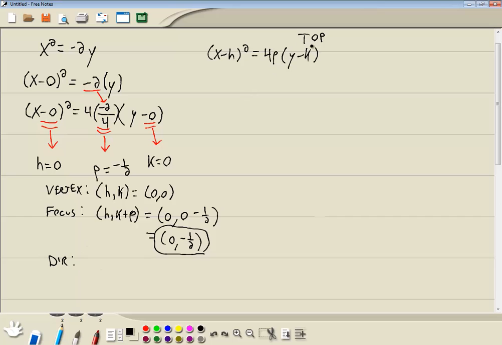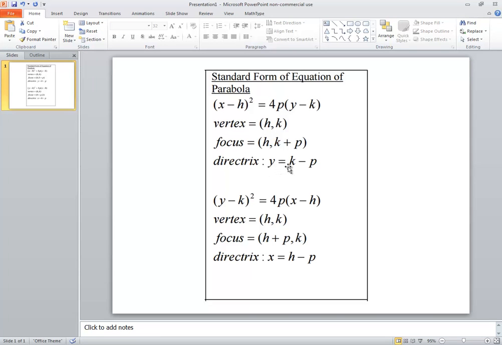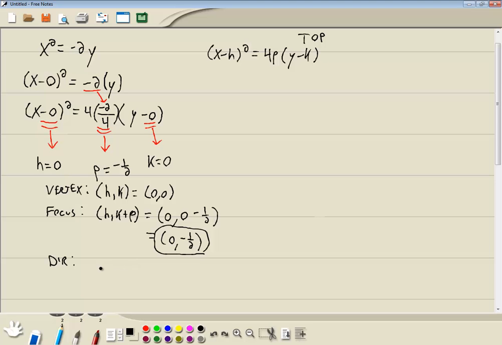Now our directrix for the top is y is equal to k minus p. Well, k we said was 0, so we got 0 minus, and p we said was negative 1/2. So we got negative negative 1/2 there, and a negative negative gives us a positive, so we got y is equal to positive 1/2.